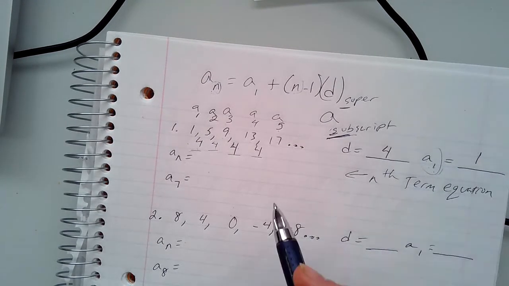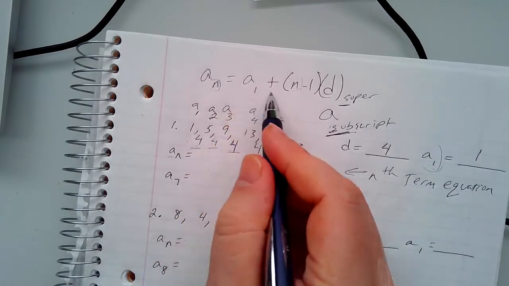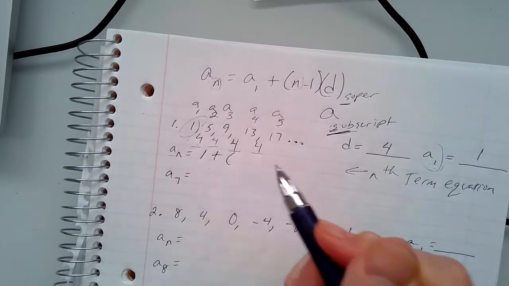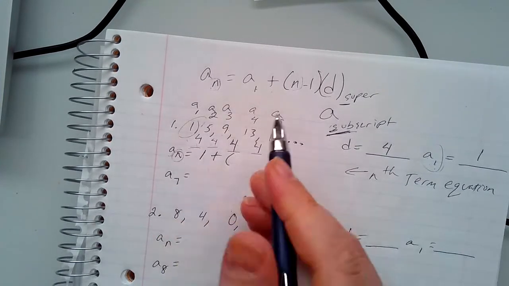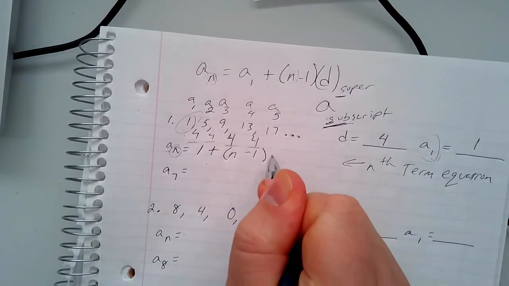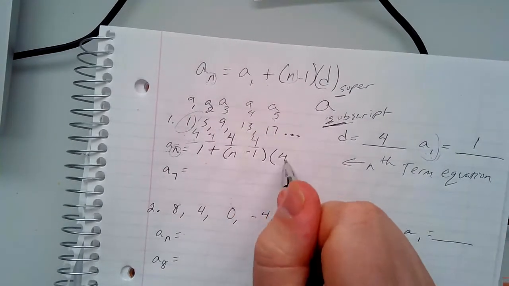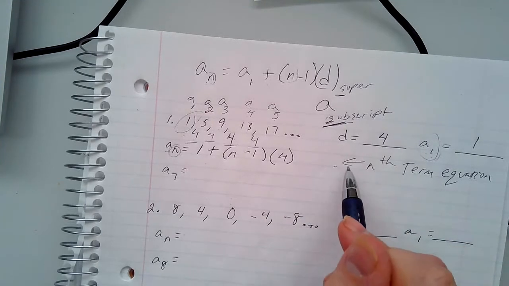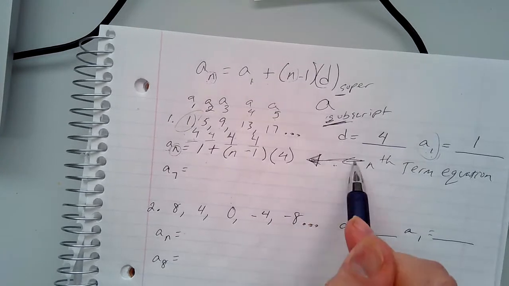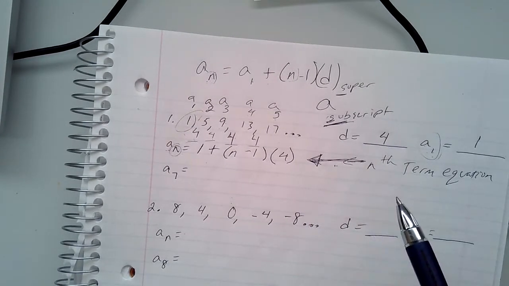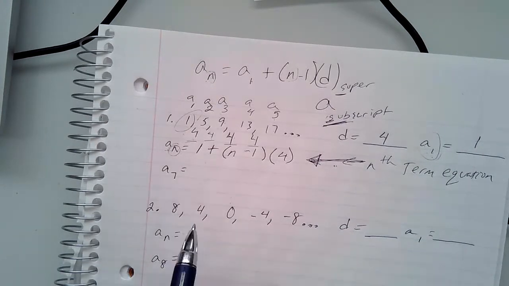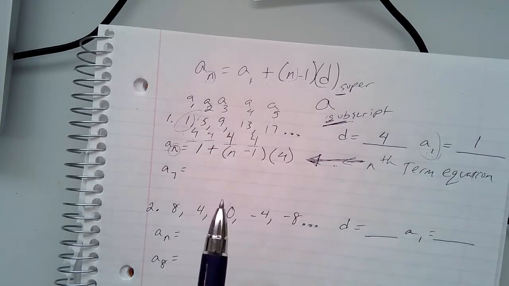The nth term equation is going to be a sub n is equal to a sub 1. Well, the first term is 1 plus, and now because we want to find the nth term, we're going to keep an n in this equation, n minus 1 times d, which was 4. This is our nth term equation. This is going to be asked a lot whenever you get into higher level maths. They want to know what the equation is for all the different terms. Well, that's called the nth term equation.